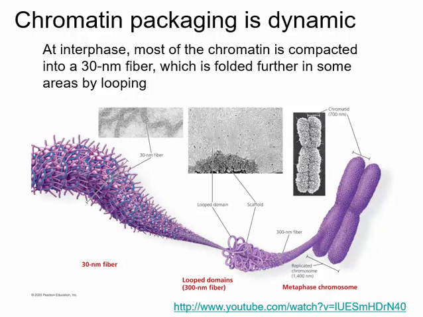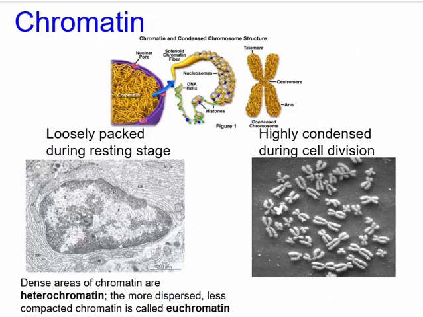We can go further. So we had those 10 nanometer fibers, those kind of coil up onto one another to form these 30 nanometer fibers, so a little bit thicker. And then these form these looped domains, which kind of stack in almost like a flower petal-like fashion. Sometimes you'll see this called rosettes. And then in a metaphase chromosome, when things are really getting packed tightly prior to cell division, these stack up even more on one another. So let's go back to this idea. We've seen this before, so this is a reminder.